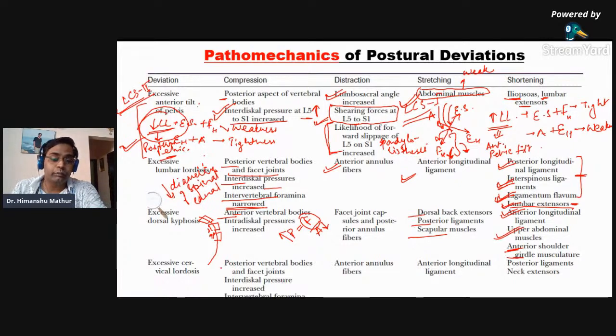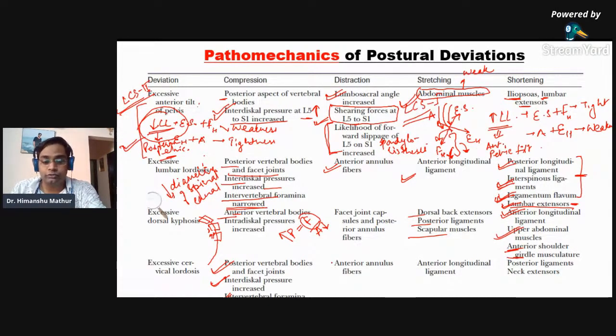Now, the posterior vertebral bodies and the facet joints have compression posteriorly. Posteriorly, the intradiscal pressure also increases. The intervertebral foramen also gets narrowed. It is the same thing that we have studied in the lumbar lordosis increase.